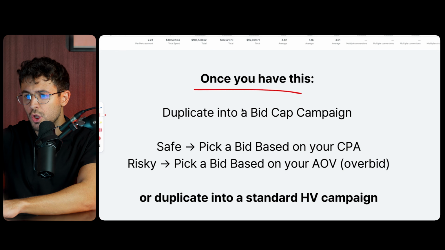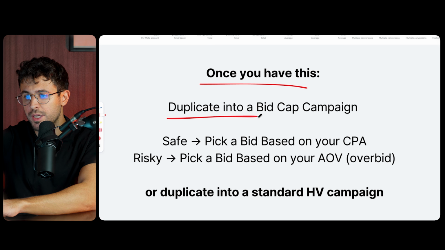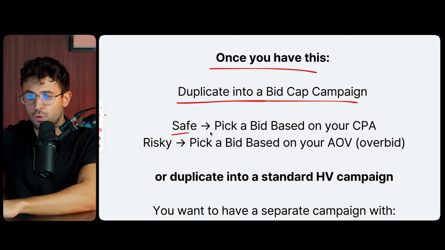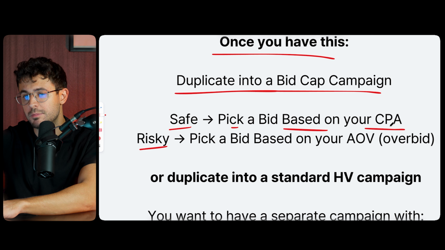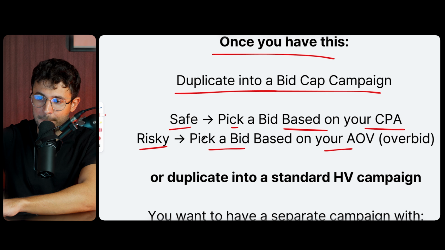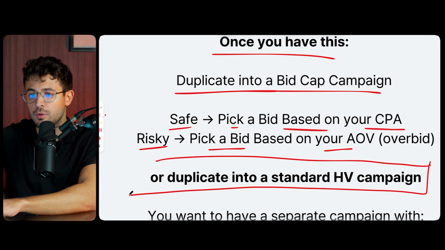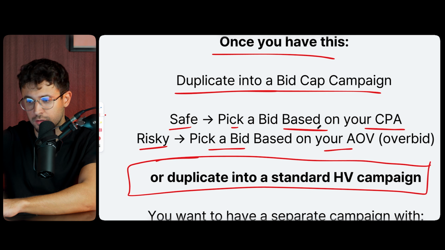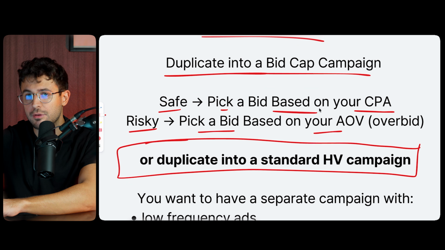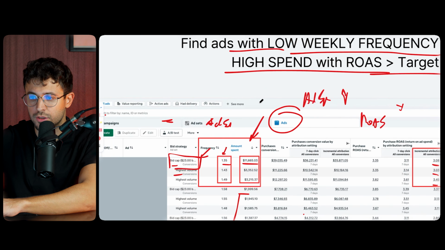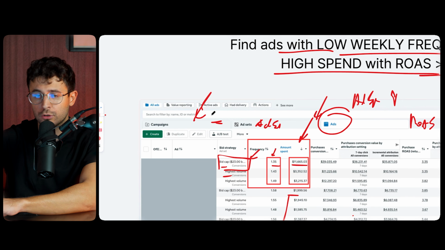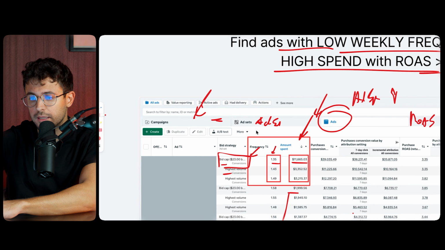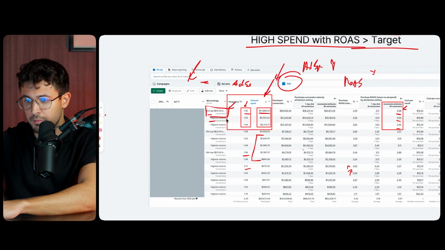Okay. So what you want to do here, you want to duplicate these winners into a bid cap campaign, and you have two options here. You have the safe and risky. The safe option is to pick a bid based on your CPA. The risky option is to pick a bid based on AOV. Or you can just duplicate into a standard highest volume campaign, and you want to scale this separately. Just make sure the frequency is low and the ROAS is high. So this is how you keep the performance. Even though my suggestion is just increase the budget at the ad set level or the campaign level, and then simultaneously you might also want to have a separate campaign just for very low frequency ads, just to push more the unaware and the scalability of the account.